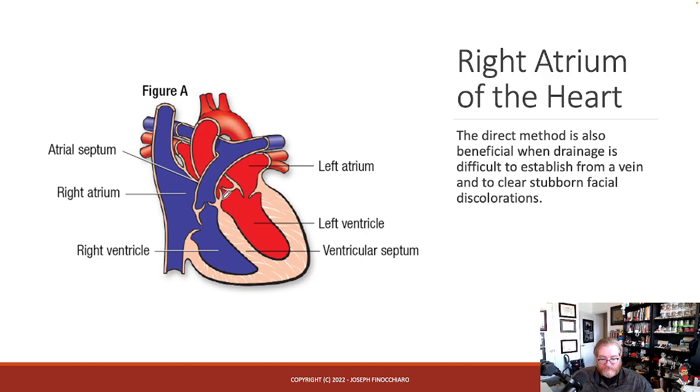The direct method is also beneficial when drainage is difficult to establish from a vein in order to clear stubborn facial discolorations. Moral of the story is if you have facial discolorations and nothing seems to be clearing, the moment you pop a heart, as soon as you make a hole, stuff should start blowing out of that hole and solving your problem for you. I have seen cases where they'll just make an incision, they'll go in with the scalpel, they will open up major veins, and they'll just wait for something to blow out. As soon as it does, you can start seeing things clearing.